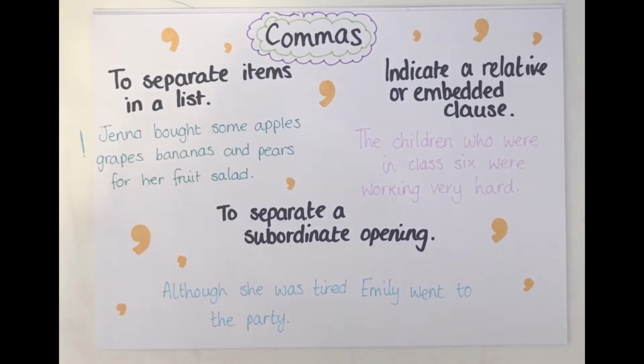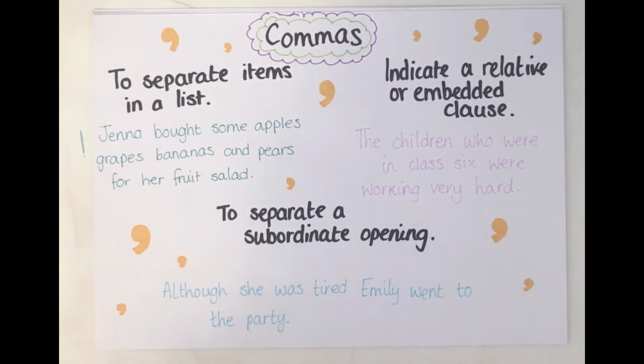There are three main ways that we use commas in our writing. The first one is to separate items in a list. So when listing items, we need to put commas between each item unless we're on the last two items, in which case we just use the word and.